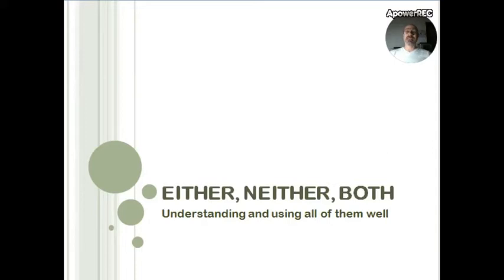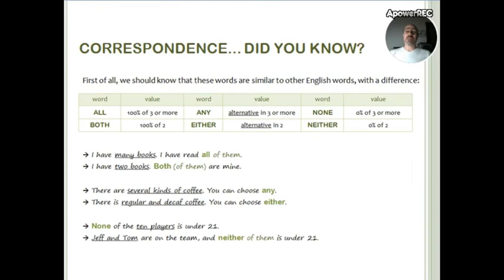Let's understand and learn how to use the words either or either, neither or neither, and both. First of all, a little trivia. There is a correspondence between these words. I mean, two, and two of them. Why is this? Because in English we have some words that are for groups of two things, two people, two items. Yes, they are plurals for two only.